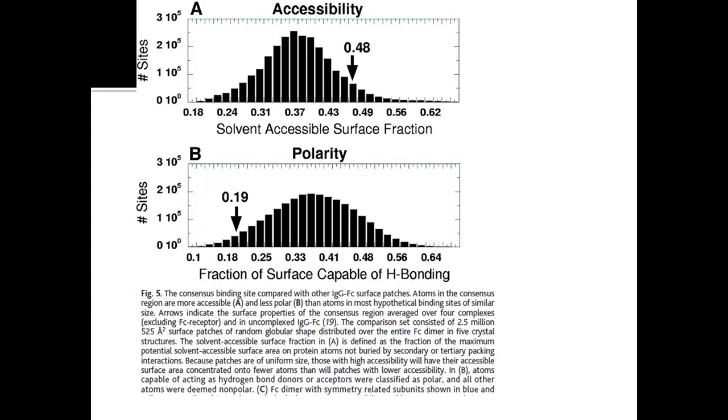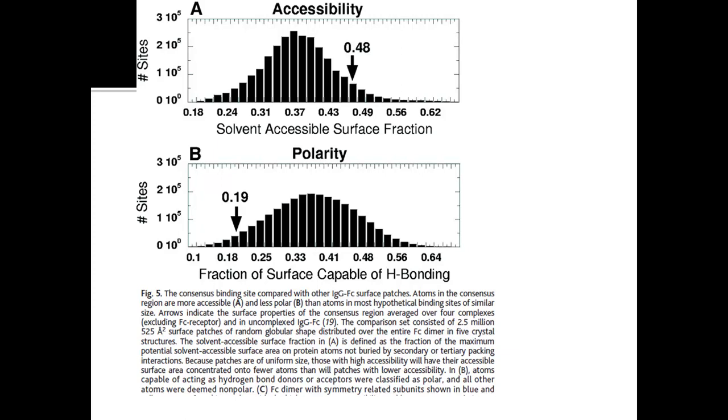This is what they came up with. They took all the patches of the protein and they calculated their accessibility. They took all the patches of the protein, they calculated their polarity. And they asked, out of all the patches of the protein, where does our one important patch, our binding patch, fall? On accessibility, it's not the most accessible, but you see it's definitely a standard deviation above average accessibility. So it's more accessible than average, and it's less polar than average, okay?